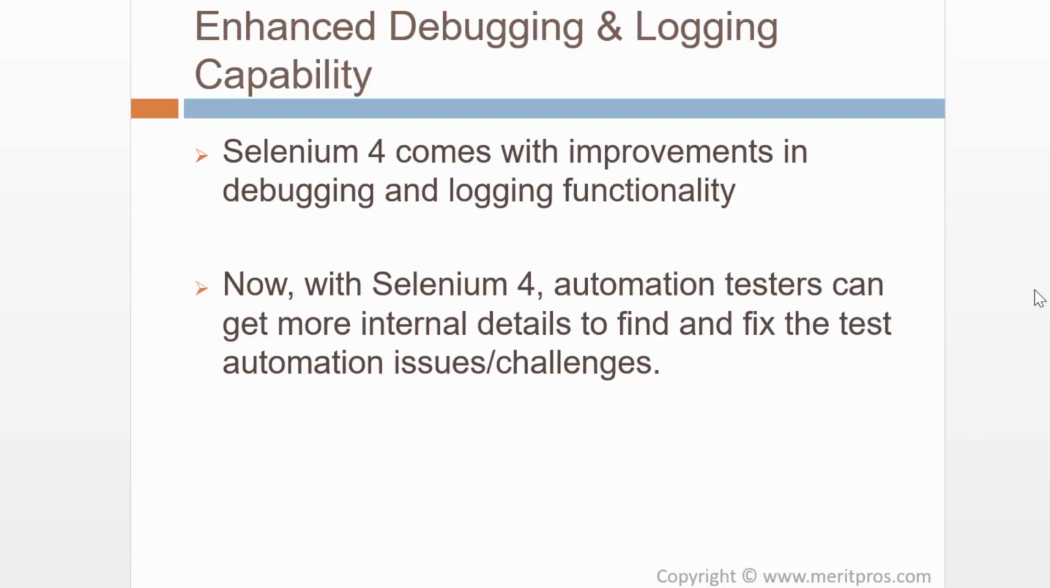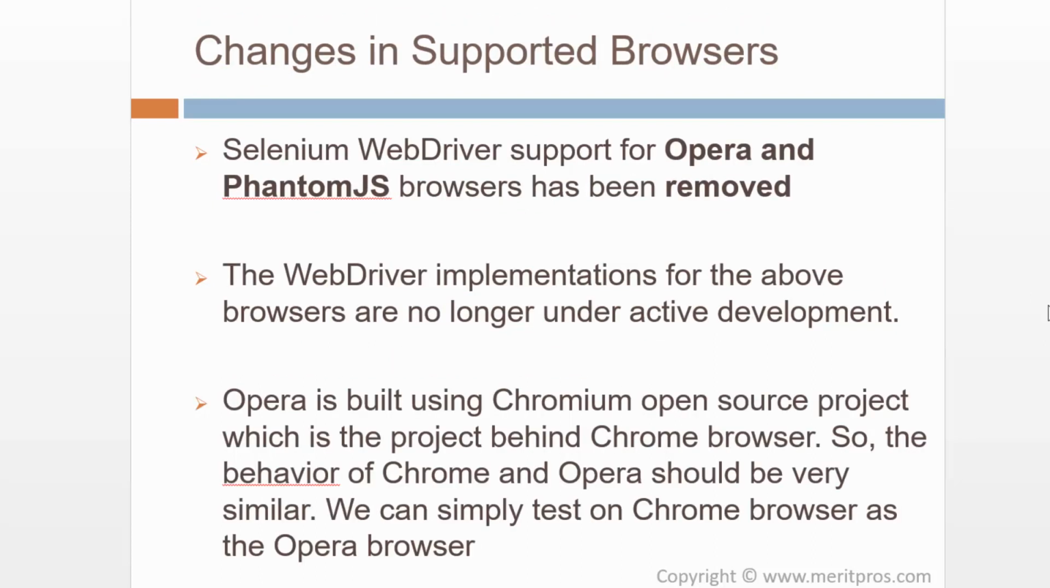In Selenium 4, we are going to get enhanced debugging and logging capacity. Selenium 4 comes with improvements in debugging and logging functionality. So with Selenium 4, we can get more internal details. Let's say the test is failing for some reason, or there are some challenges or debug issues. For all that, we can get better information. So now with Selenium 4, automation testers can get more internal details to find and fix test automation issues and challenges. Then going to the next topic, there are changes in supported browsers, and there are reasons for this.